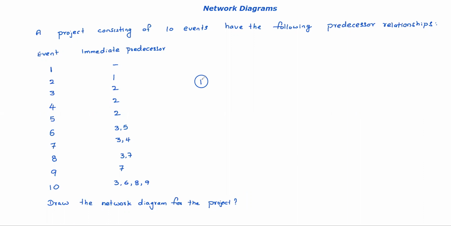For event two, one is the predecessor. That means if you join like this, for the second event, one is the predecessor event. Now we can see two is the predecessor for events 3, 4, 5. That means for 3, 4, 5 events, the predecessor is only two. That means activities are going like this.